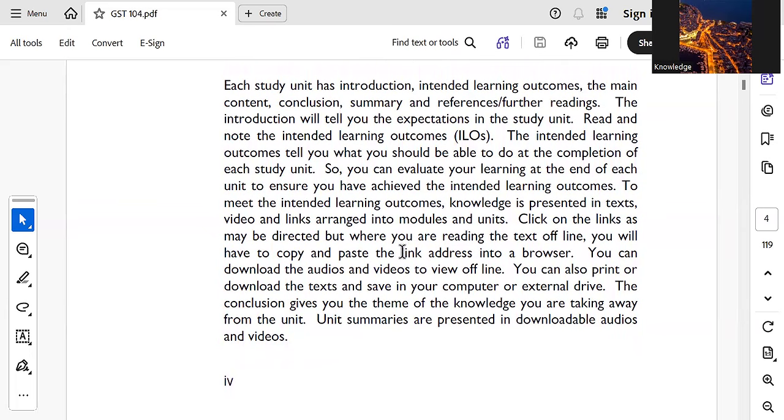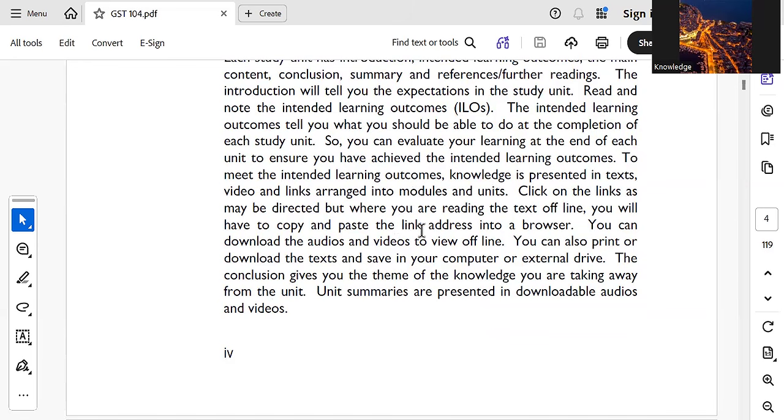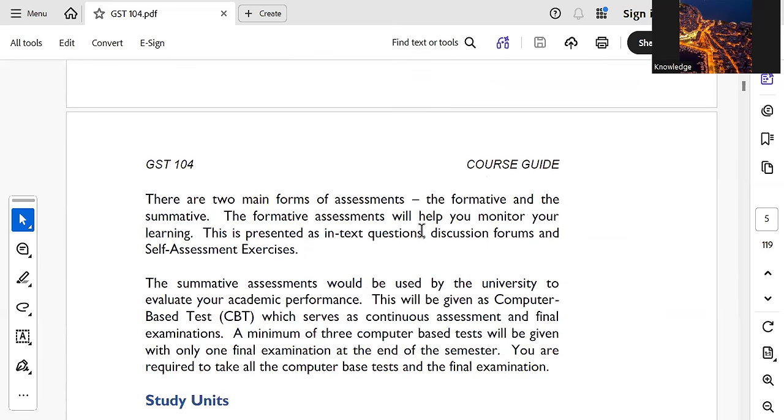That is why you have them there, so that when you read the intended learning outcomes and you are done with that unit, you'll be able to know if you have truly or successfully gone through that unit. Because when you are done with the unit and you are unable to meet up with the standards of the learning outcome of that unit, it means you haven't done anything in that unit. You need to repeat the unit. So it helps you to evaluate your learning. So that is all about this course.